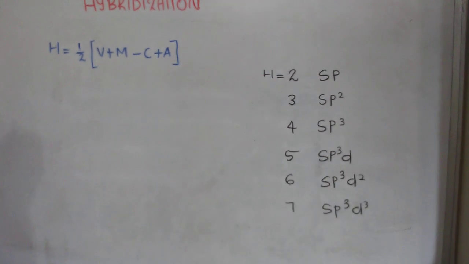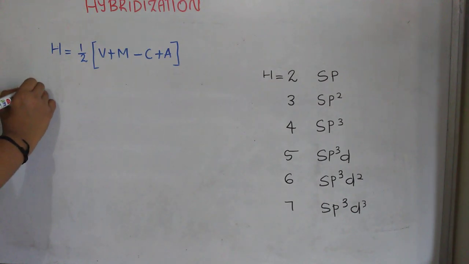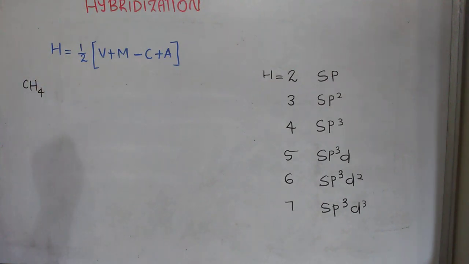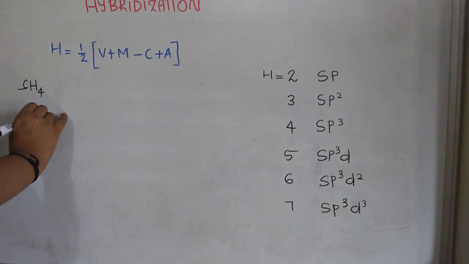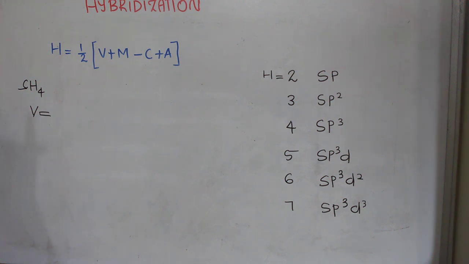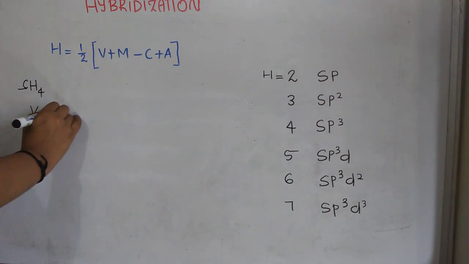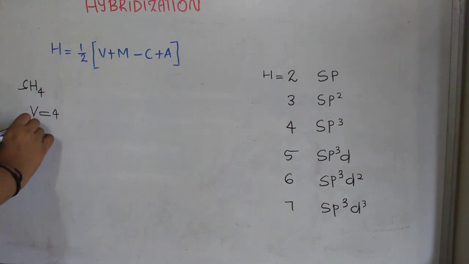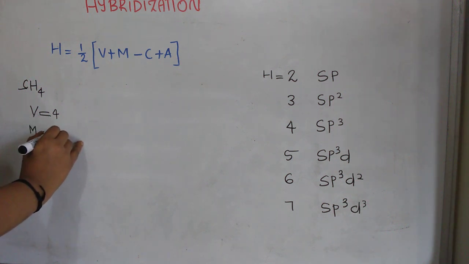The first example that we are going to consider will be CH4. Now for CH4, what will be the central atom? The central atom will be carbon. So V is equal to the number of valence electrons of the central atom. Here the number of valence electrons of carbon is equal to 4. Therefore V is equal to 4. Now M. How many monovalent atoms are attached to carbon? Hydrogen is a monovalent atom. 4 hydrogens are there. So 4 monovalent atoms are attached to carbon, and therefore our M will also be equal to 4.